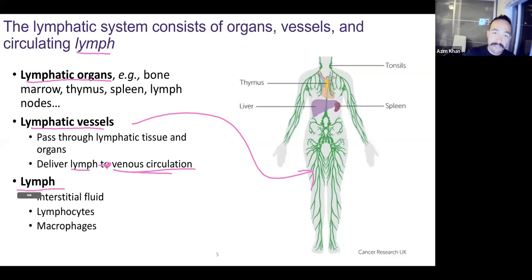And then lymph is basically a specialized interstitial fluid. Remember, we've talked about 3 fluid compartments. There's intracellular, there's interstitial, and there's plasma. Plasma is within blood vessels. Interstitial fluid is not within blood vessels, but it's not within cells. So lymph is technically interstitial fluid, just interstitial fluid within lymphatic vessels. Lymph also contains cells, lymphocytes and macrophages, because, like I mentioned, we want to filter our fluids for pathogens. If we're taking fluid out of blood anyways, we might as well look through it to see if there's anything that might harm us.